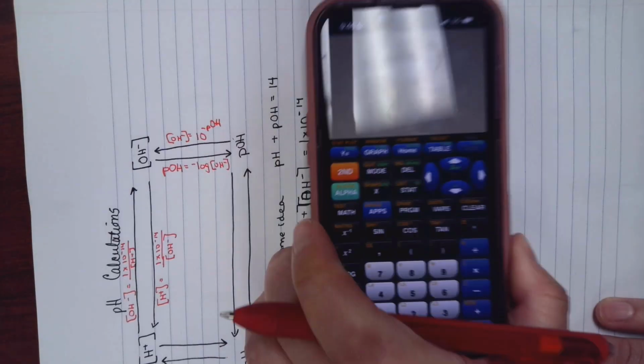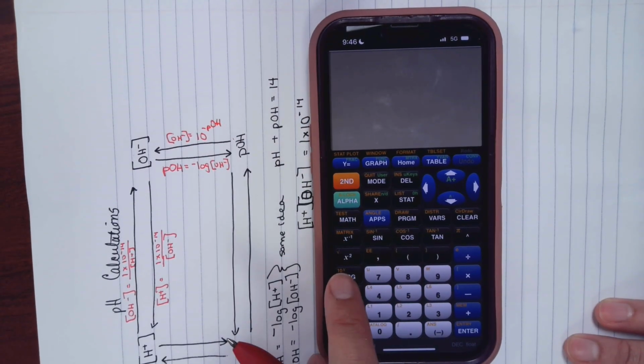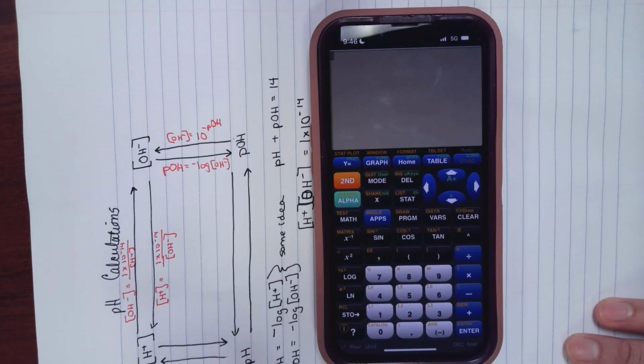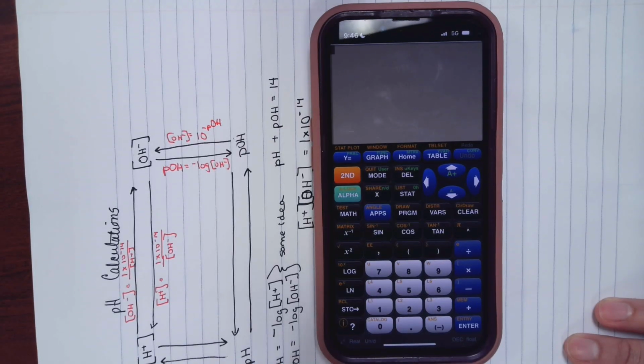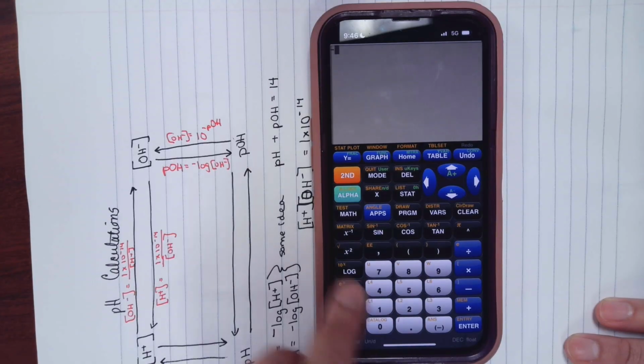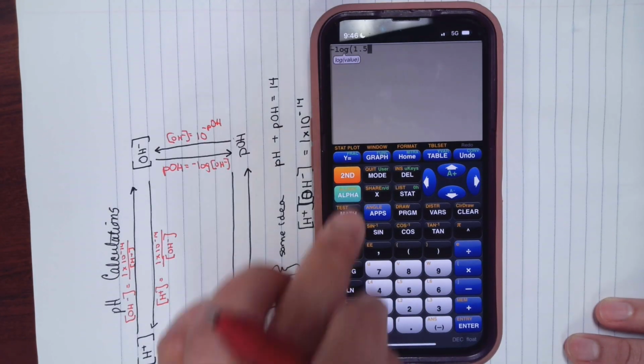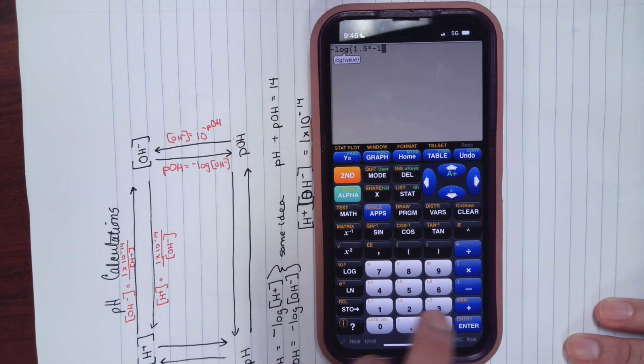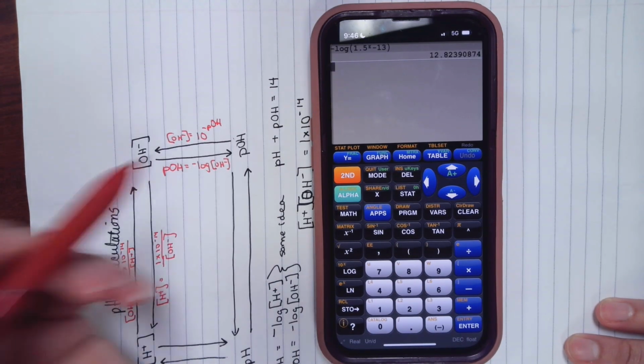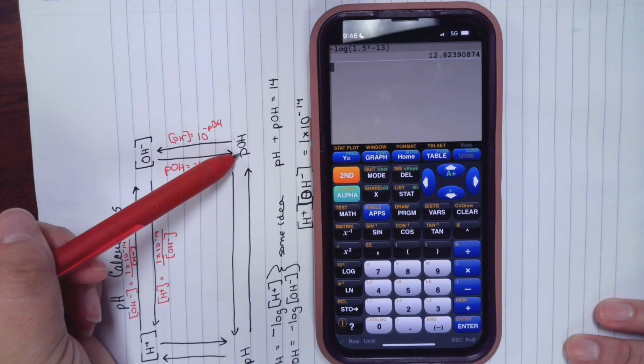Okay? So, looking at our buttons on our calculator, we have our log button right here. So let's say that my hydroxide concentration is 1.5 times 10 to the minus 13th. So to find the pOH, I would do negative log of 1.5 times 10 to the minus 13th. Remember, we use the second comma to do the exponent. That gets me a pOH value of 12.82. Okay?